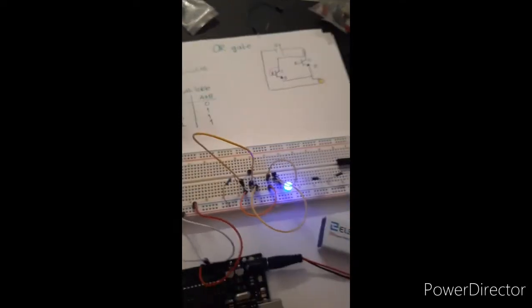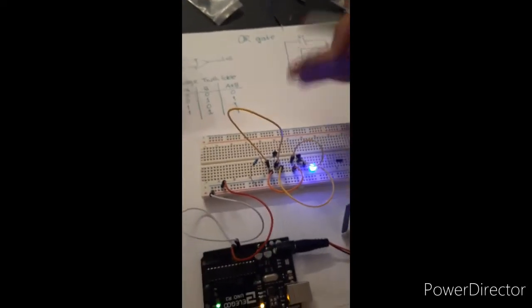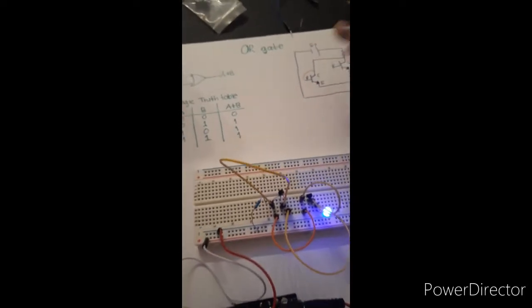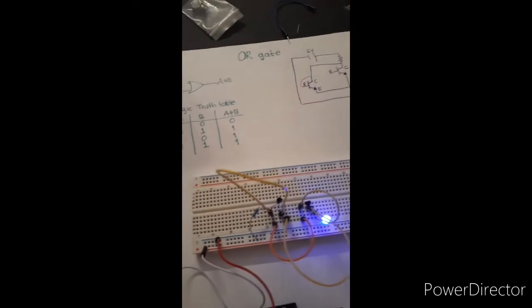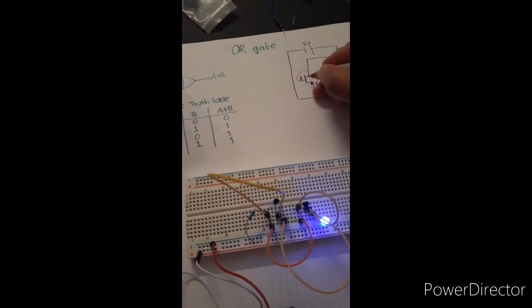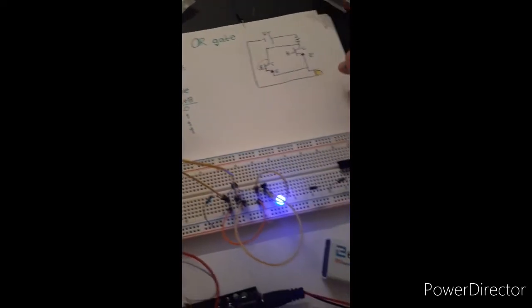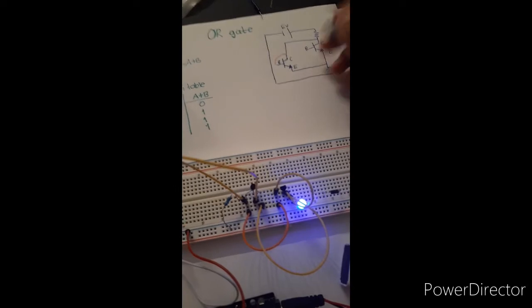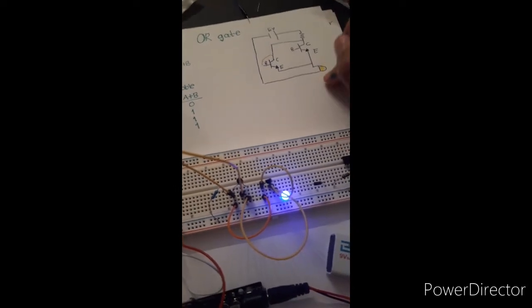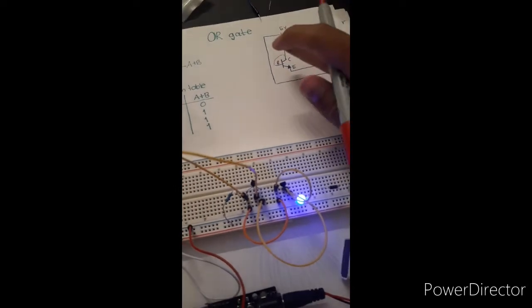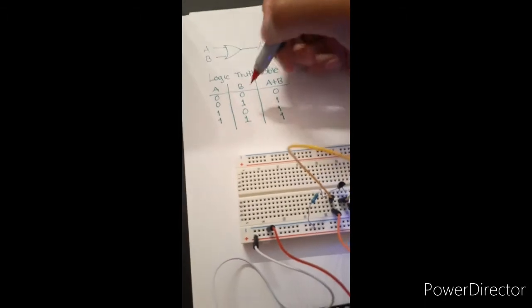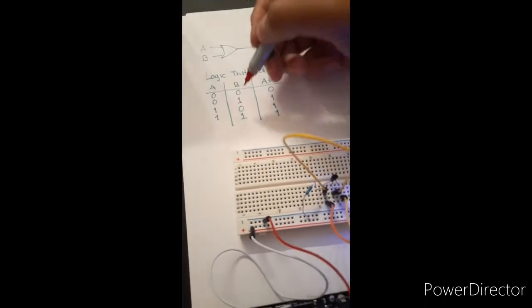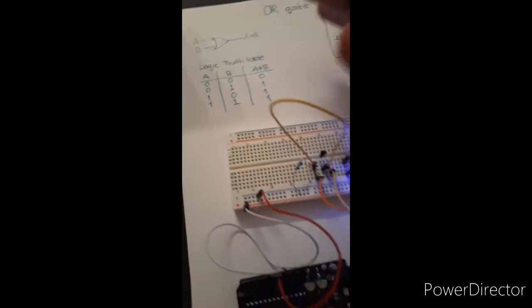Here we have the OR gate on a breadboard. This says that when one switch is on, the light will be on. When both switches are on, the light will be on. And when both of the switches are off, the light will be off, as shown here. 0 plus 0 equals 0, 0 plus 1 equals 1, etc.